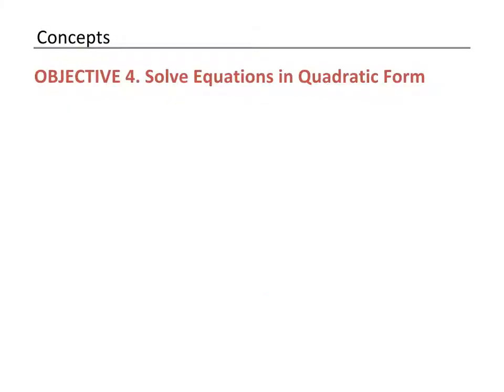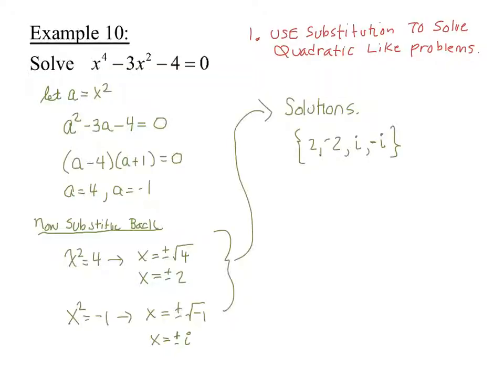Objective 4. Solve equations in quadratic form. So our first example, 10, is a quadratic type of equation. So we're going to use substitution to solve a problem like this. So we have x to the 4th minus 3x squared minus 4 is equal to 0. And we let a equal x squared. So that's our substitution method.